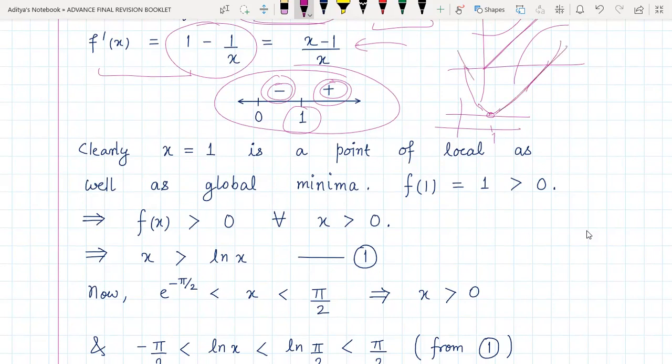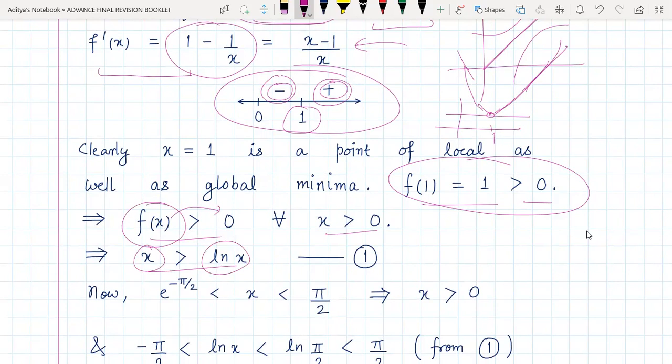So that's why f of 1 comes out to be 1, which is greater than 0. So since the minimum value itself is greater than 0, f of x will also be greater than 0 for all positive x, right? So x greater than ln x, because f of x was x minus ln x, it is positive, so x must be greater than ln x. But it is given to us that x lies in this interval, so x would be greater than 0, of course, because this thing is obviously greater than 0.